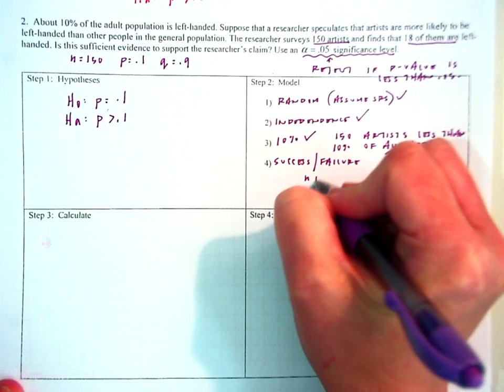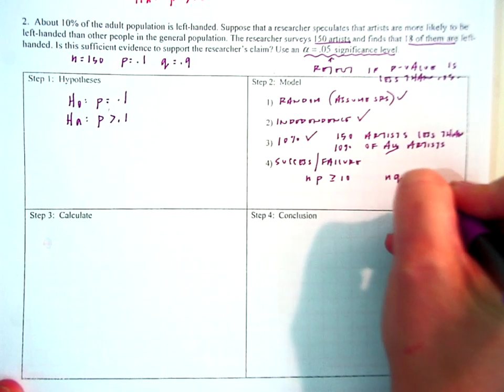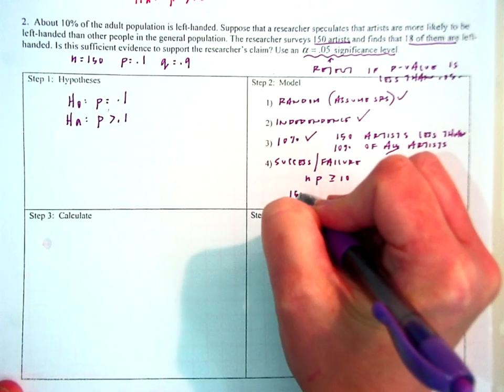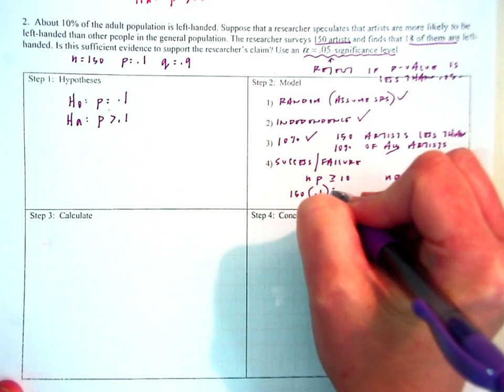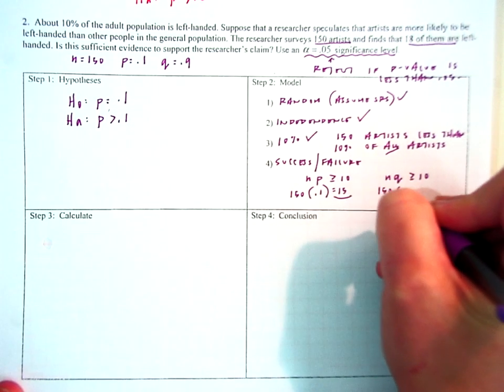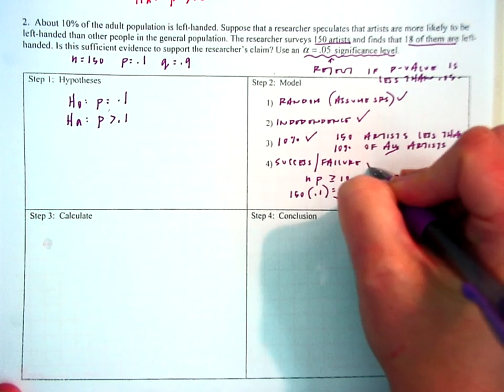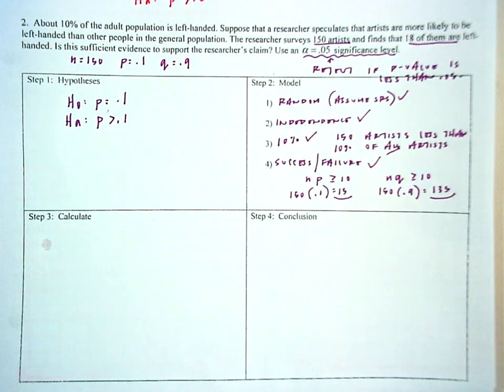So np greater than or equal to 10, nq greater than or equal to 10. So we're taking the 150 multiplying by 0.1, we got 15, so check there. 150 times the 0.9, and we get 135. Good. So we have fulfilled all of our criteria. Normal model is appropriate. Push forward.